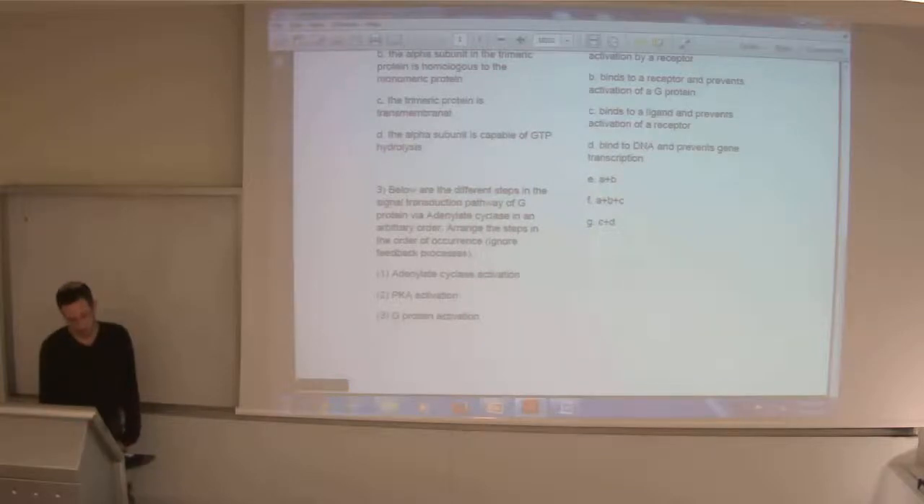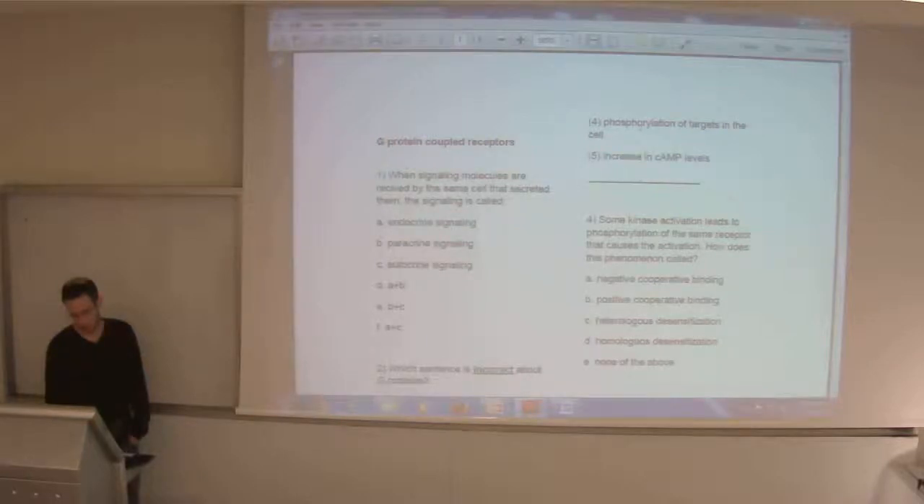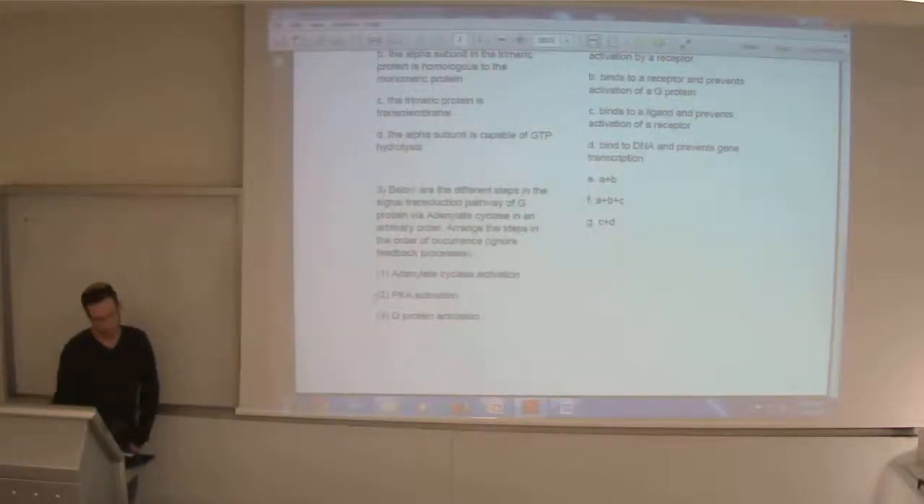G protein activation, correct? Which activates what? What would be the next step? In the pathway of adenylate cyclase, which component does the G protein activate? Say it's activated, then it needs a kinase, PKA, or maybe it phosphorylates targets in the cell, or directly affects the increase in cyclic AMP level. The downstream effect of G protein in this pathway is adenylate cyclase, right? G protein activates adenylate cyclase, which does what? What's the next, the third step? So we are with 3, 1, then what?